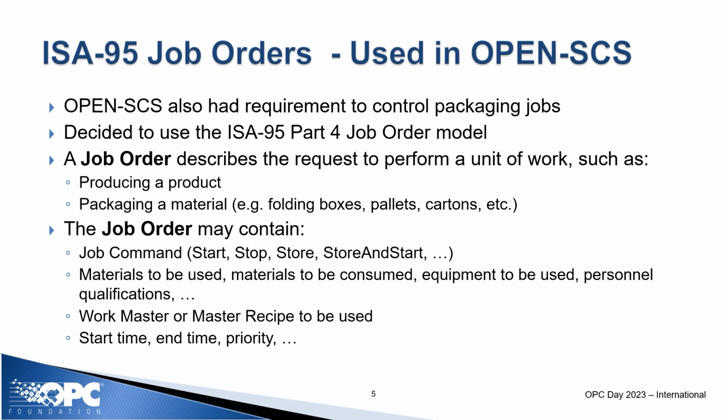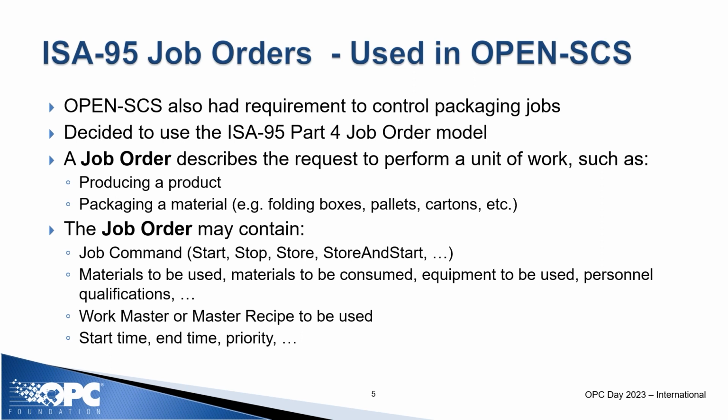So what we had in OPEN-SCS was the requirement to control the packaging jobs on the assembly lines. So we decided to look at the ISA 95 Part 4 job order model that's out there. This has been fairly well developed and fairly well accepted. There are multiple different implementations of this at different levels of the system. But what we're talking about here is something that goes potentially all the way down to a labeling machine or a palletizing machine, because those machines have the printers on them, they have the scanners on them, they have all the controls, the PLCs, and the other things that are down there in a manufacturing line.